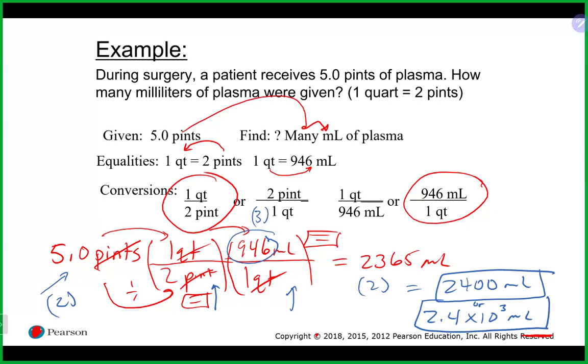Again, reminders as we've been talking about, try not to round too much until the very end, but you should keep track of your significant figures as you go through the calculations along the way. All right, let's take a look maybe at one more here.